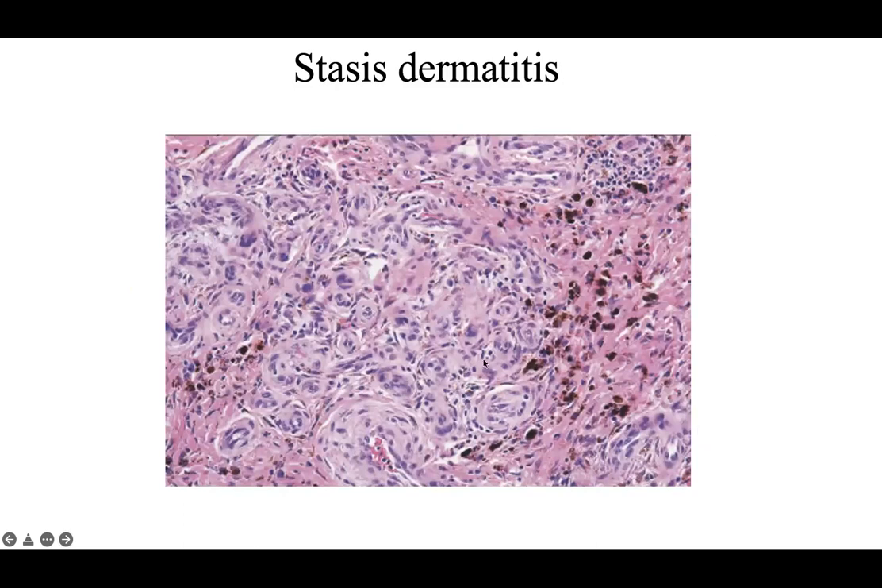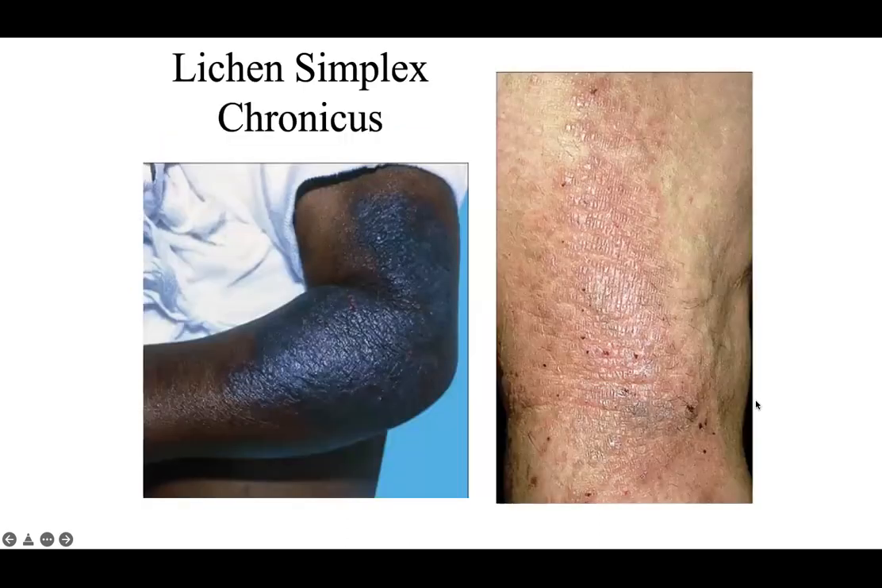More examples of stasis dermatitis with the proliferation of thick-walled vessels and scattered pigment and inflammation to the side of these vessels. We're getting close to the end here.